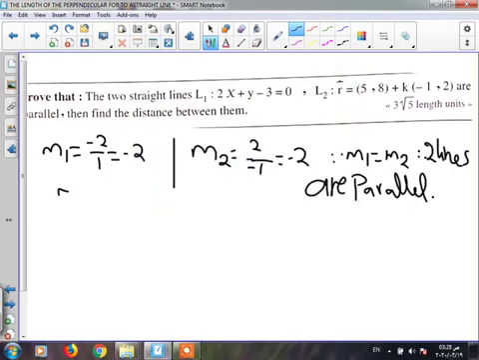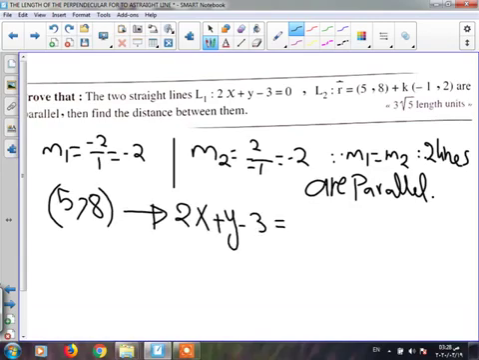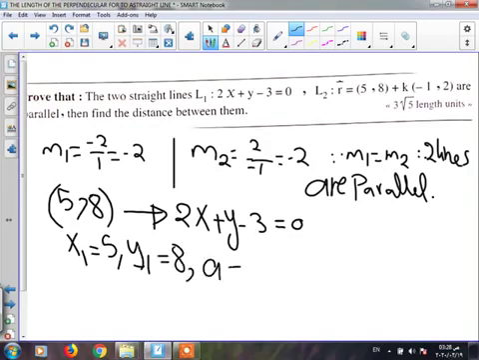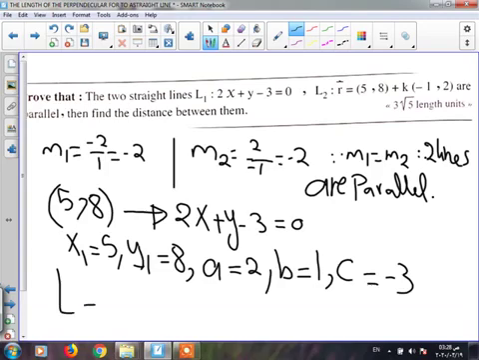That means we have a point (5, 8), which belongs to the second straight line, and the equation of the first straight line, which is 2x plus y minus 3 equals 0. You can say that here x1 equals 5 and y1 equals 8, A equals 2, B equals 1 and C equals -3. Then we can find L. If we have all the given, we can find L as 3√5 length units.